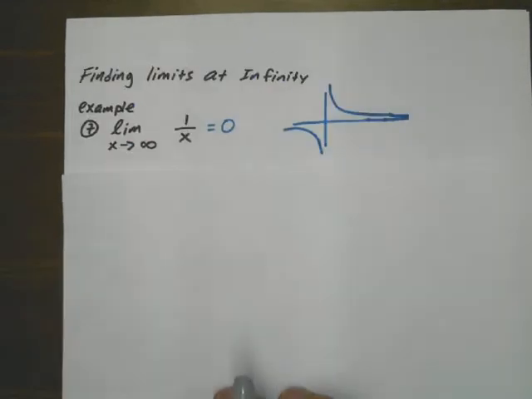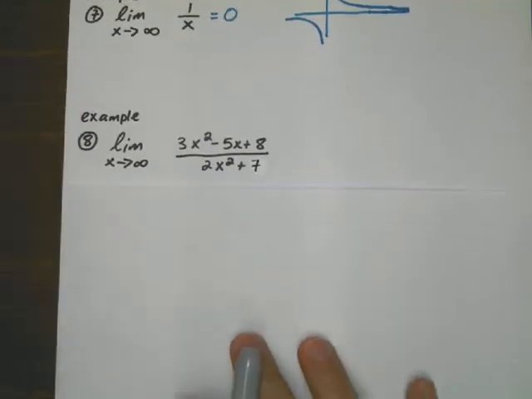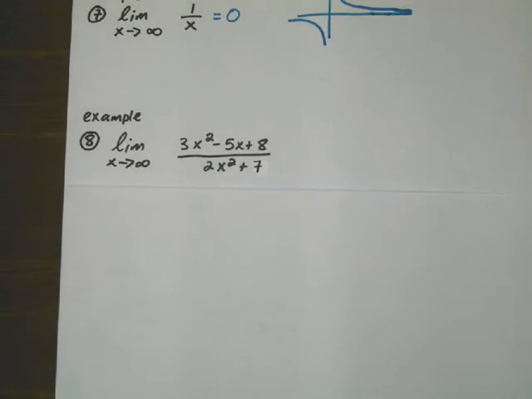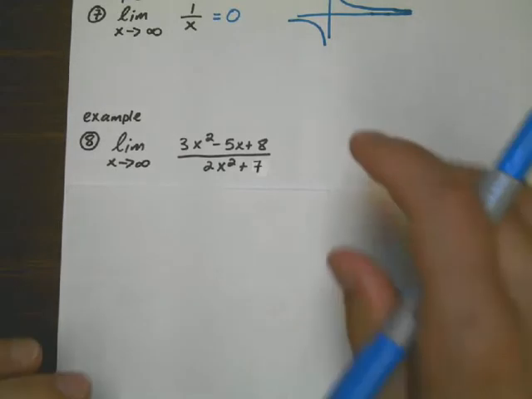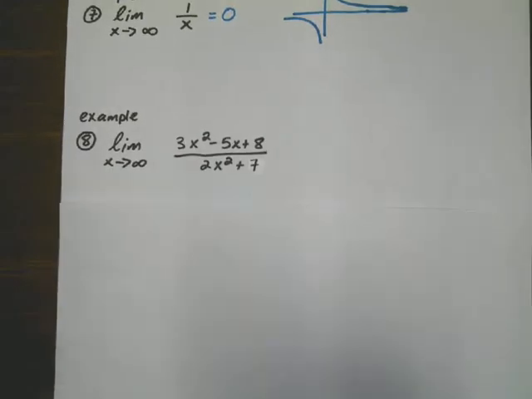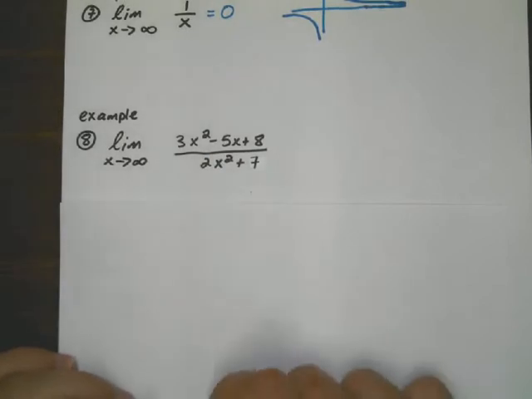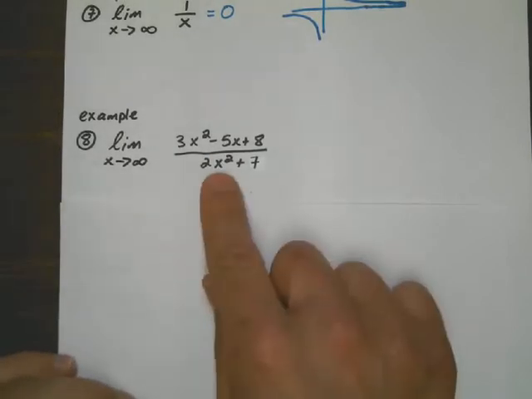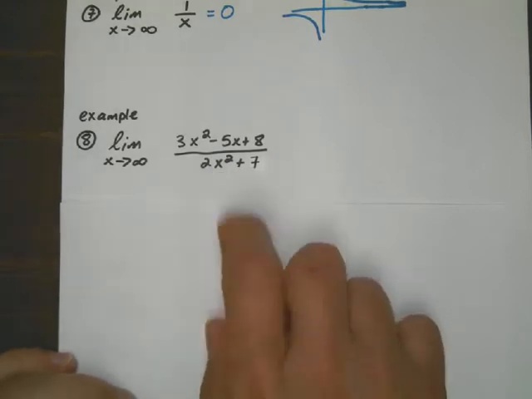Alright, next example. I have the limit as x goes to infinity of this rational expression. This looks nothing like example number 7. However, I'm going to transform it into a similar looking problem. I notice that the biggest degree in the denominator is x to the second, so I'm going to divide every single term by x to the second. This controls the behavior of the function.